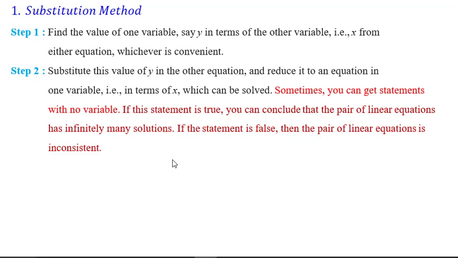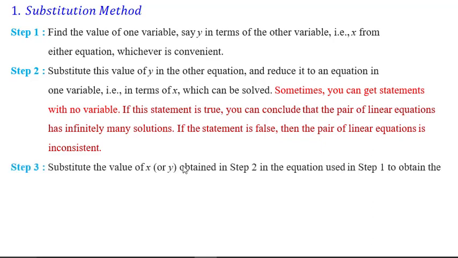So when we get a statement which does not include any variable and that statement or equation is true, that is, left hand side and right hand side both have the same value, then I will say that we have infinitely many solutions. And if my left hand side and right hand side values are not the same, like at left hand side I got 2 and at right hand side I got 3, then in that case I will say that there is no solution, the lines are inconsistent.